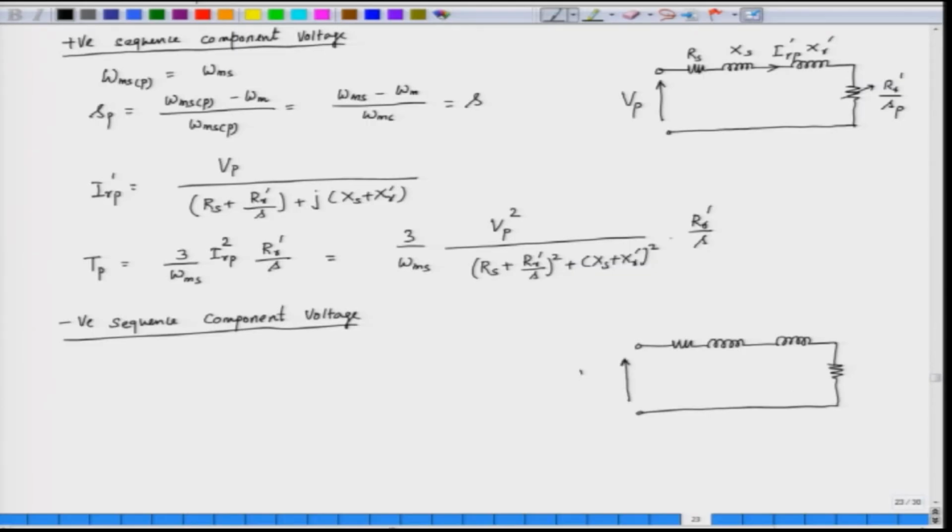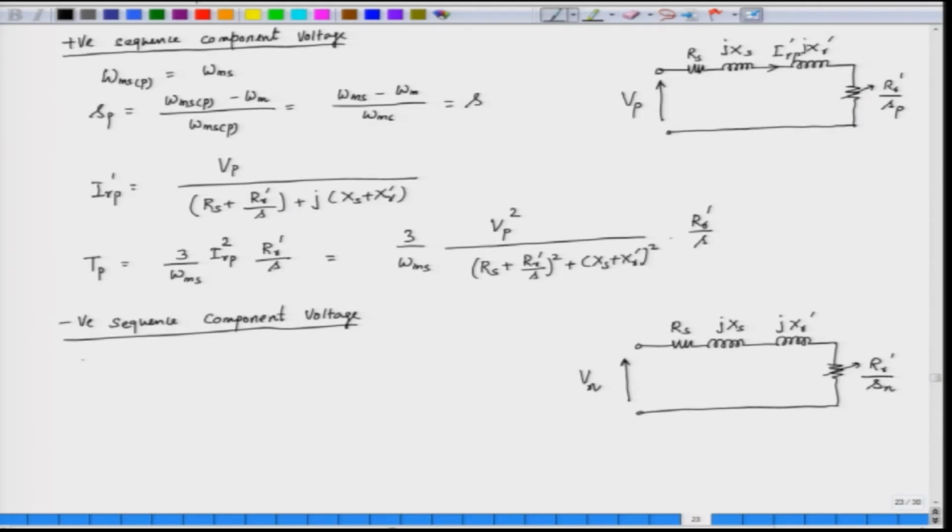We apply the negative sequence component per phase value. This is the resistance, the reactance of the stator jXs, the reactance of the rotor, and here the rotor resistance divided by the negative sequence slip.